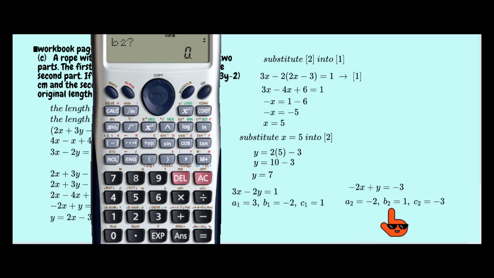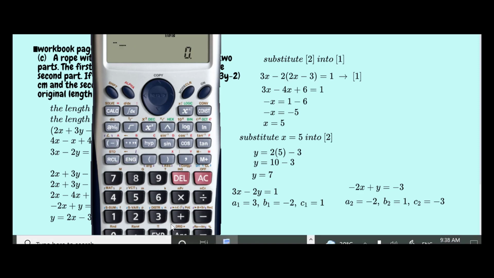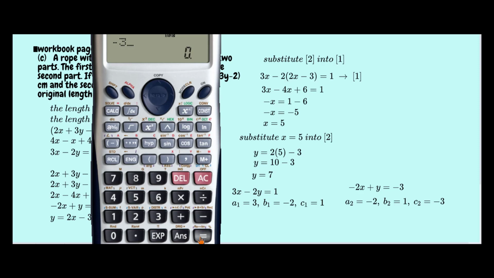b2 for the second equation is 1. Press the equal sign button again. And c2 is negative 3 for the second equation. Press the equal sign button. So we get x equal to 5, correct answer. How about y? y equal to 7, correct.